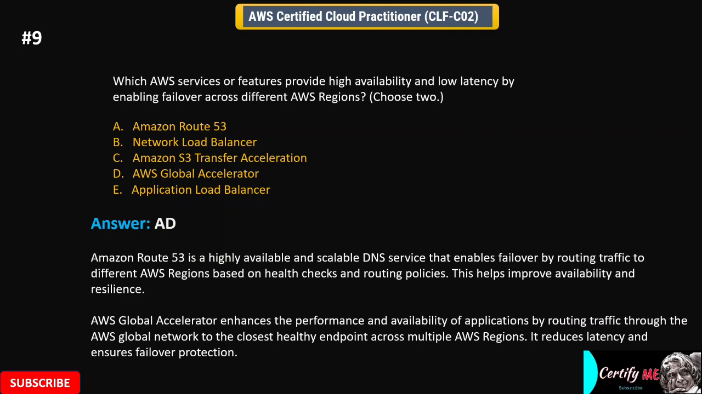Amazon Route 53 is a highly available and scalable DNS service that enables failover by routing traffic to different AWS regions based on health checks and routing policies. This helps improve availability and resilience. AWS Global Accelerator enhances the performance and availability of applications by routing traffic through the AWS Global Network to the closest healthy endpoint across multiple AWS regions. It reduces latency and ensures failover protection.